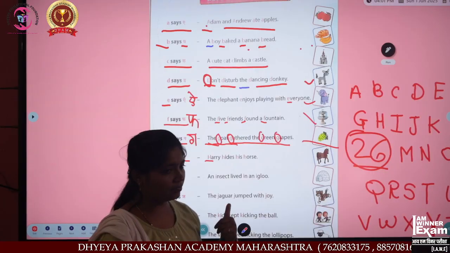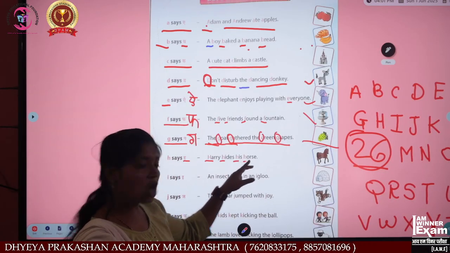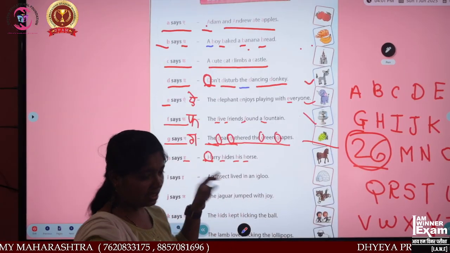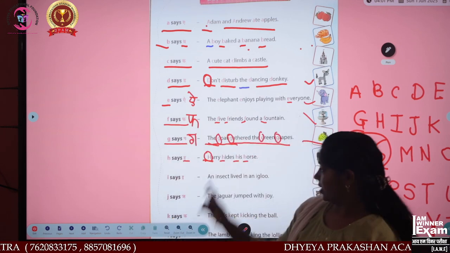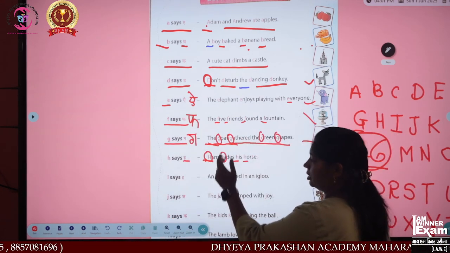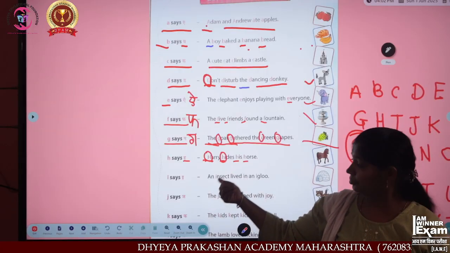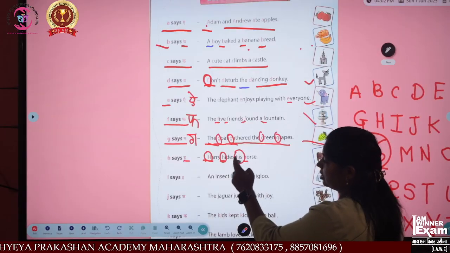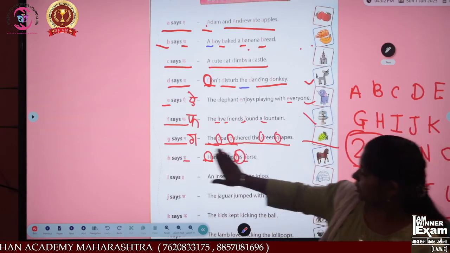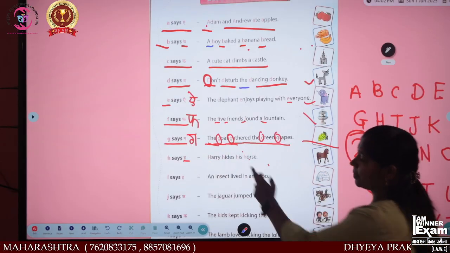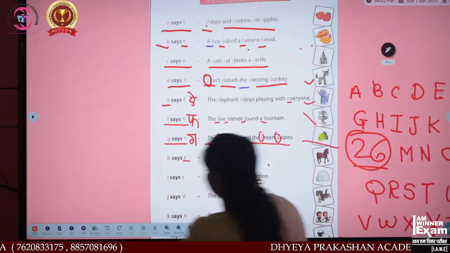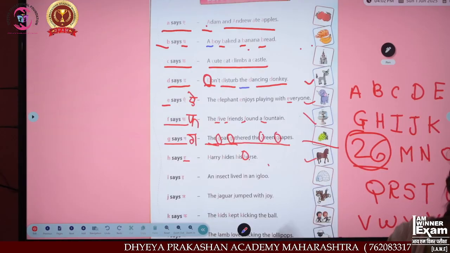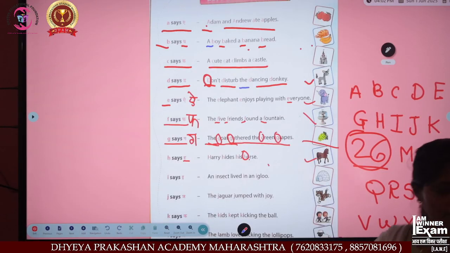Next, H says H. Harry hides his horse. H says H. Hides, horse. This picture is horse.